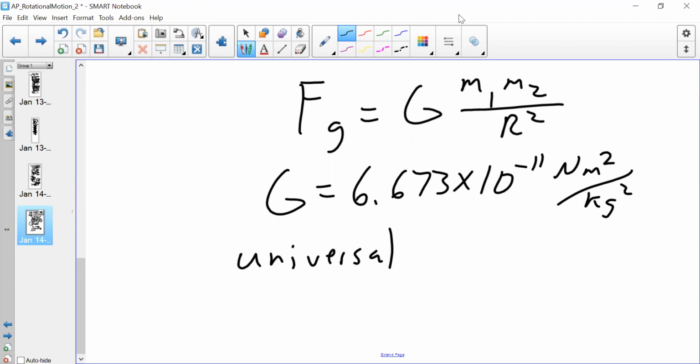One second. Can't seem to get that window.